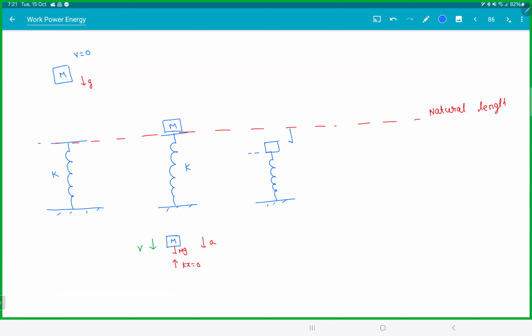At some point here, x, at this position, if you look at the forces, this would be mg, this would be kx. So when the spring force kx becomes equal to mg, the acceleration becomes 0. You're getting it? This position is called the equilibrium position or mean position because net force is 0. Equilibrium doesn't mean you will be at rest. Equilibrium meaning force is 0.